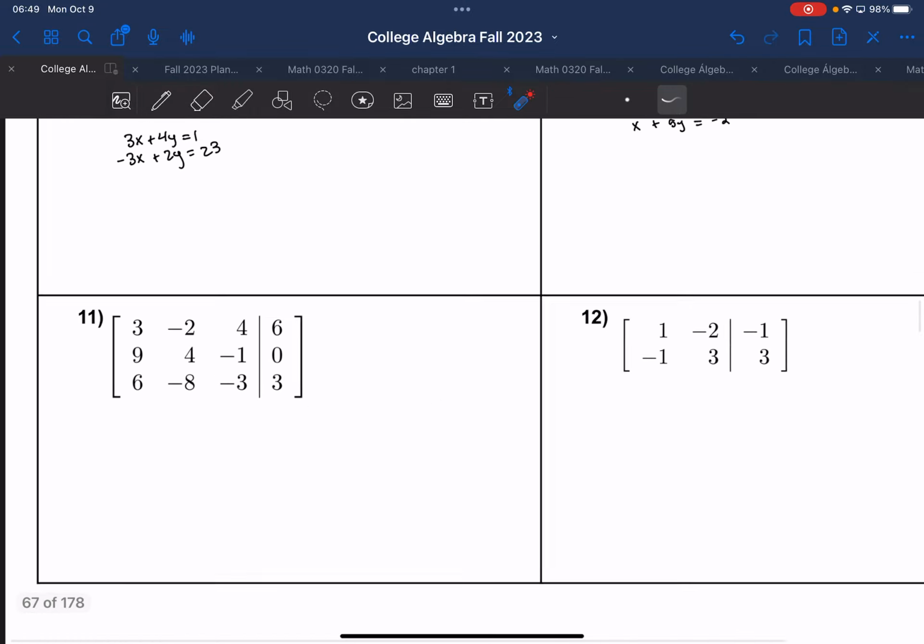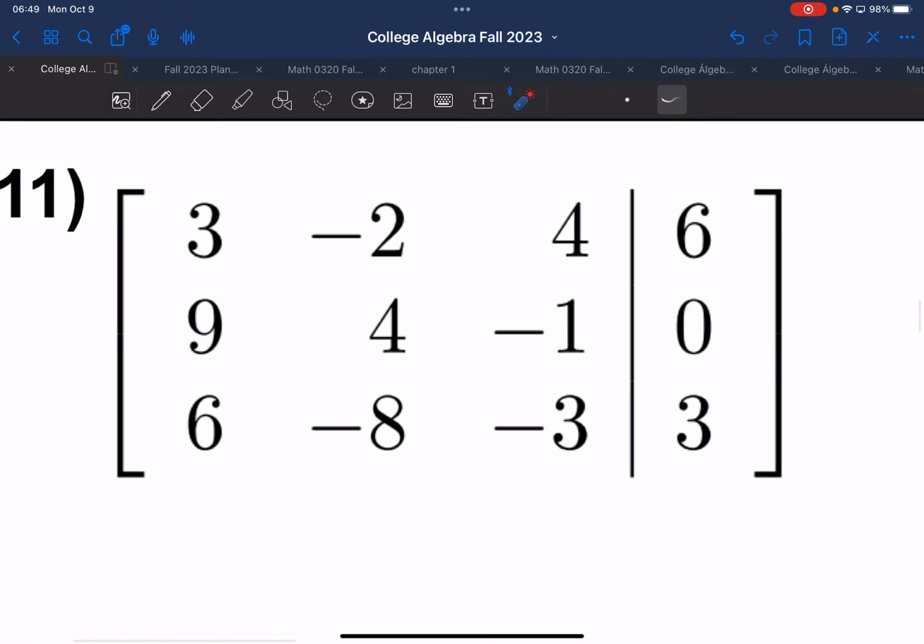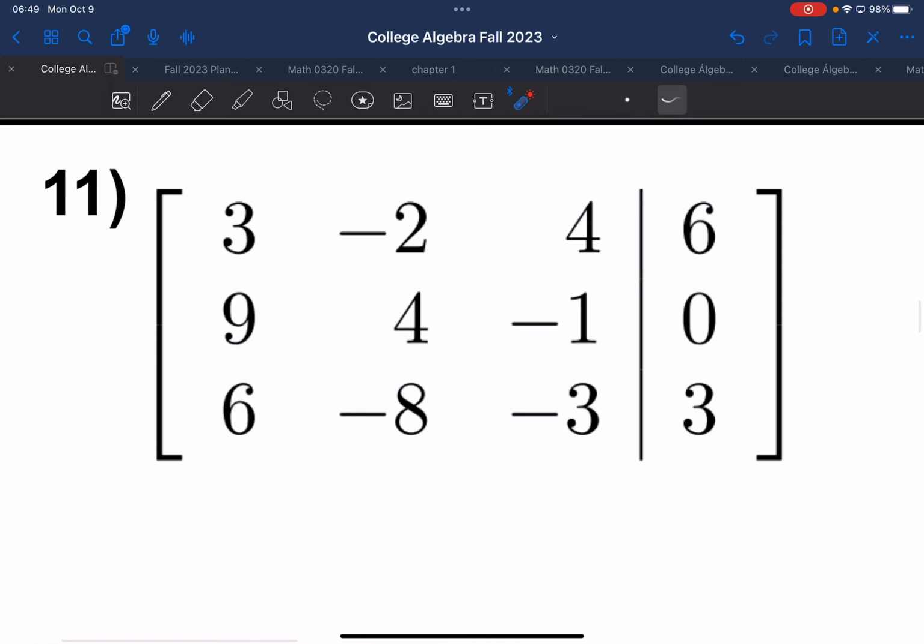Let's look at number 11. So in number 11, we have a whole other column. So what do you think this last column is labeled as? Let's say we have x, y, z. And then our equals. So these equations are going to have 3 variables. And we're going to have 3 equations this time.